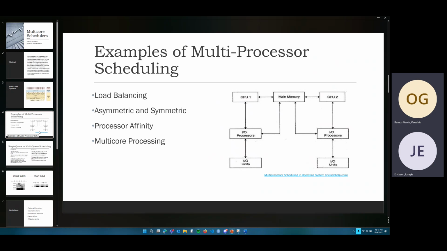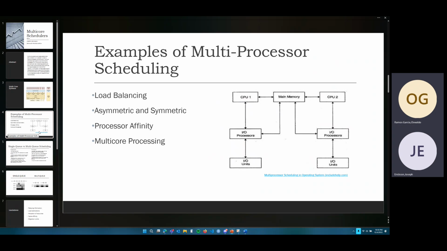Asymmetric scheduling is done using a master server. The master server is the one that handles all scheduling of the processes. It has a queue assigned to it, which has scheduling algorithms used to help the master server decide which processes to assign to each processor.